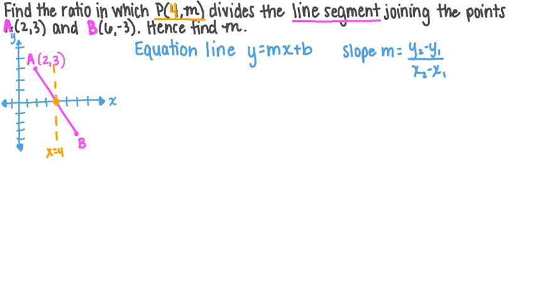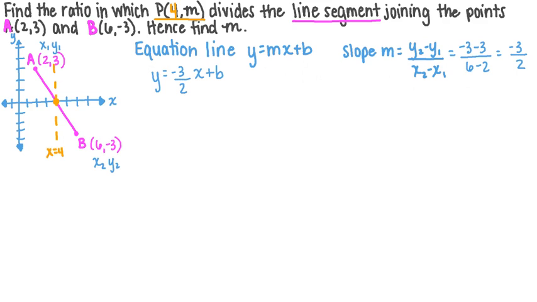A is located at (2, 3), and B is located at (6, -3). So we can let A be (x1, y1), and B be (x2, y2). So we have -3 minus 3 divided by 6 minus 2, and we get -6/4. However, this reduces to -3/2. So right now, the equation of our line would be y equals -3/2 x plus b.